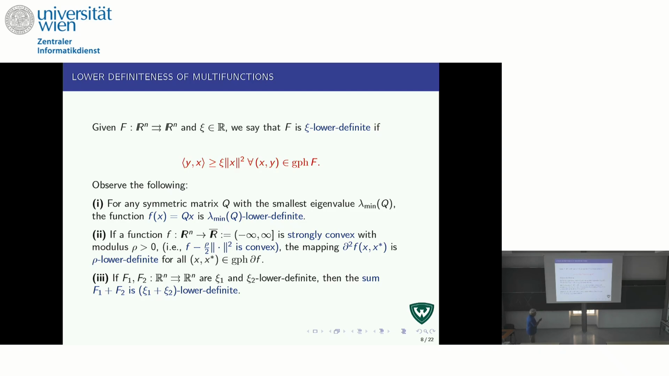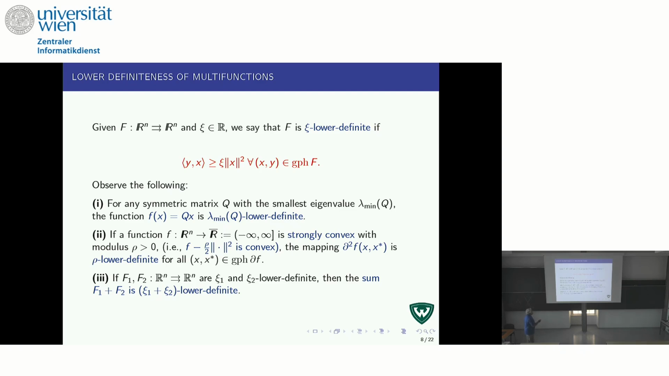Here is a new notion which may be of interest for some people, a notion which extends positive semi-definiteness. We say that a set-valued mapping is C lower definite if we have the estimate that the inner product of y and x is greater or equal to C times the square norm of x for all (x, y) from the graph. When C is non-negative, we have positive semi-definiteness, positive definiteness when C is positive, but in general C may not be positive, it can be any real number.